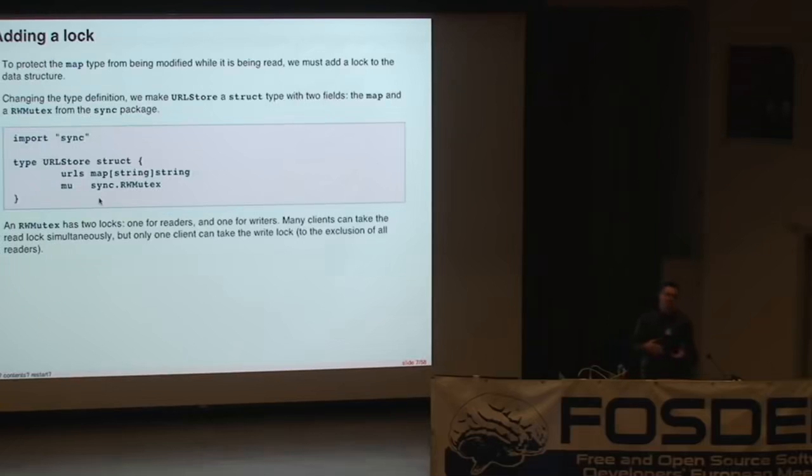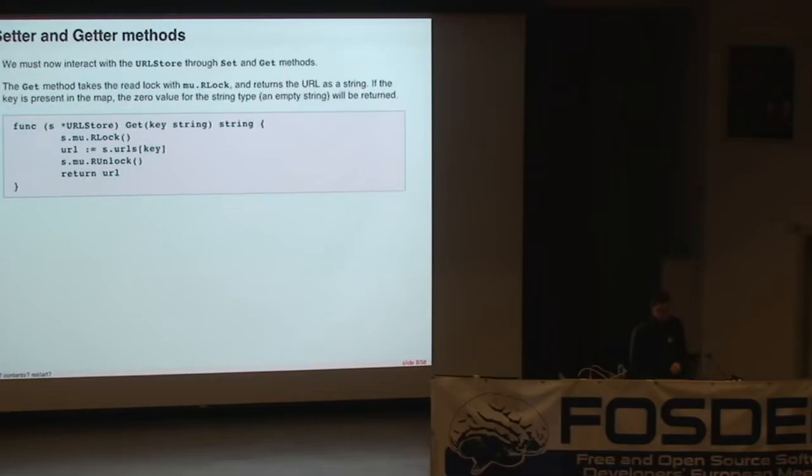So multiple clients can take the read lock simultaneously, but when somebody tries to take the write lock, only one person is permitted to take it at once, or one function, and that's at the exclusion of all readers. So in order to access the map and be mediated by the lock, we need to add setter and getter methods.